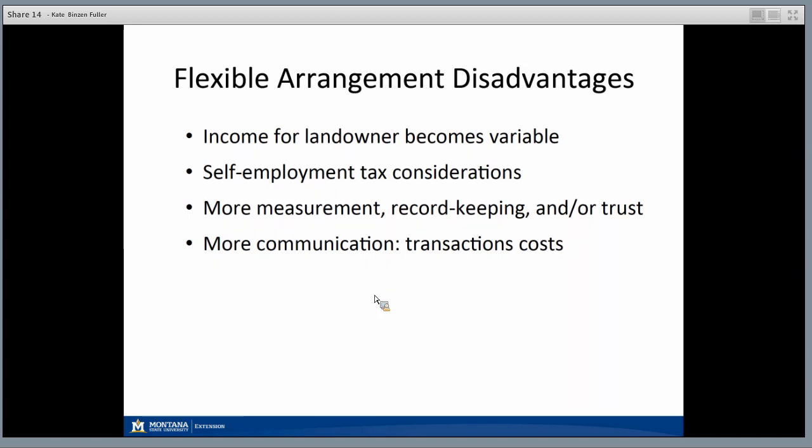There's also going to need to be more measurement, record keeping, or maybe trust between the 2 parties. So if your landlord has a stake in the operation, they're probably going to want to know something about what you as the tenant are doing. So what that means can be a lot of different things, but it can be a bit of a paperwork or measurement burden. And along those same lines, there's going to need to be more communication.